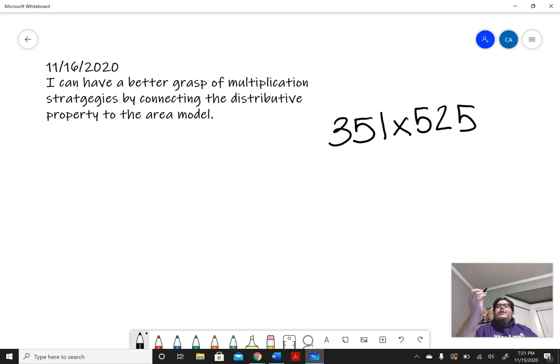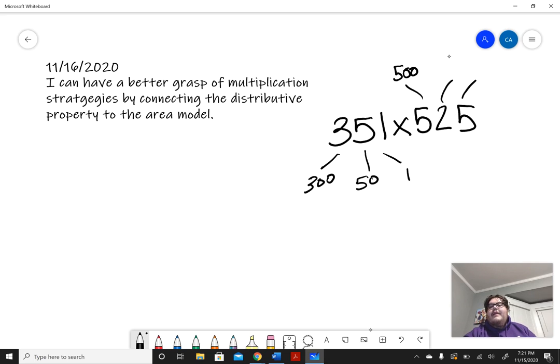Let me show you. Just like with the area model last week, we just have to think about what are these parts, right? Here, we see that we have 351. 3 is in our hundreds place, which tells us we have 3 hundreds, which is the same thing as 300. Then we have 5 in the tens place, which is the same thing as 50, and 1 in the ones. Up here we got 5 in the hundreds, which is 500, 2 in the tens, which is 20, and 5 in the ones, which is 5.